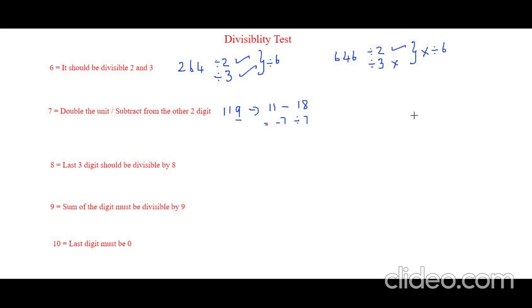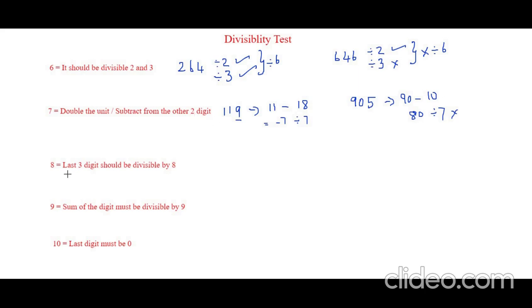Let's take another example, which is 905. The same rule we will use: doubling the last digit, which gives 10, and subtracting it from the first two digits. That is 90 minus 10, which is 80. Is 80 divisible by 7? No. Since 80 is not divisible by 7, 905 is not divisible by 7. Isn't it very easy? Doubling the unit place and subtracting it from the other two digits.